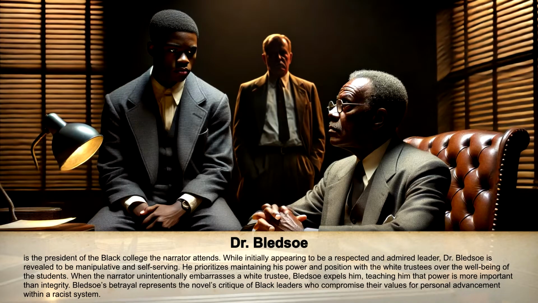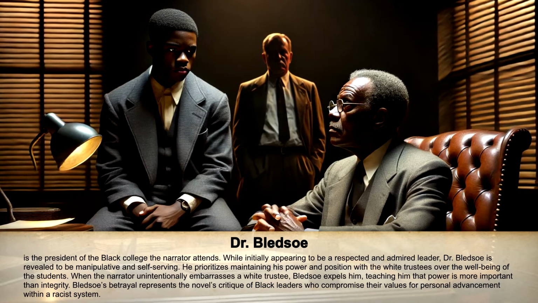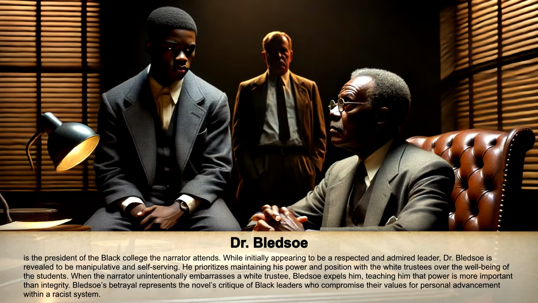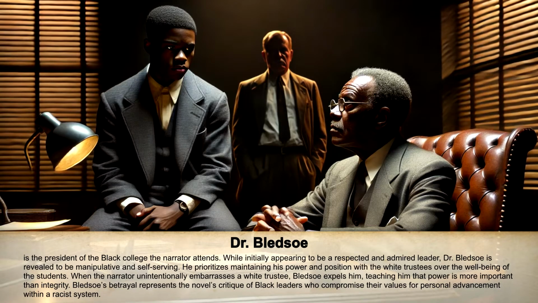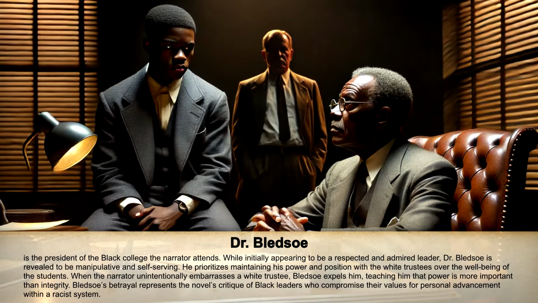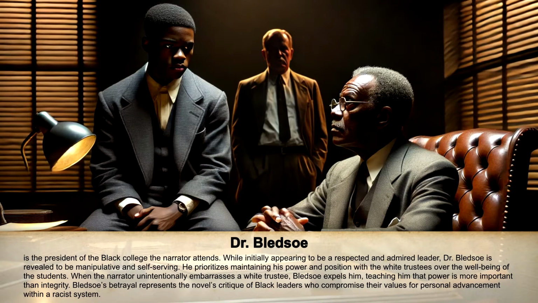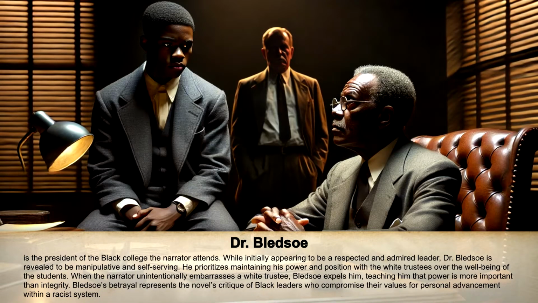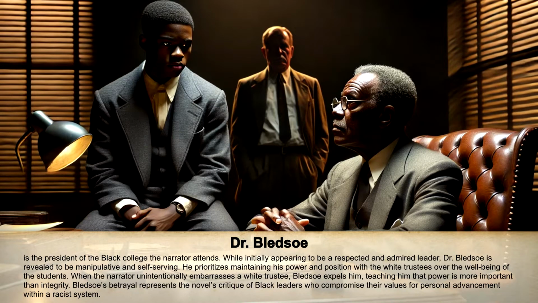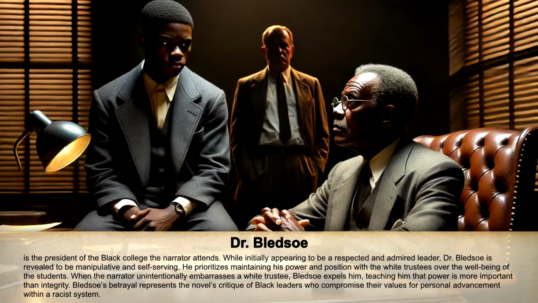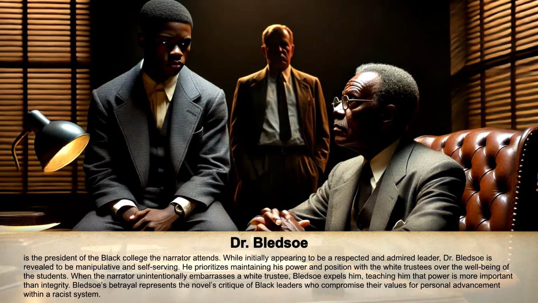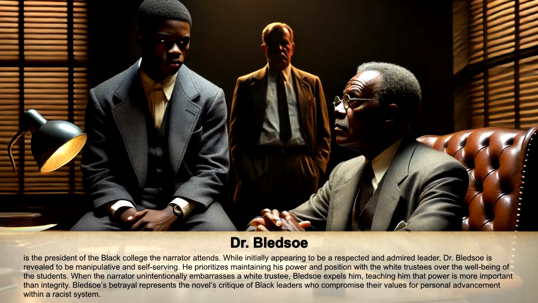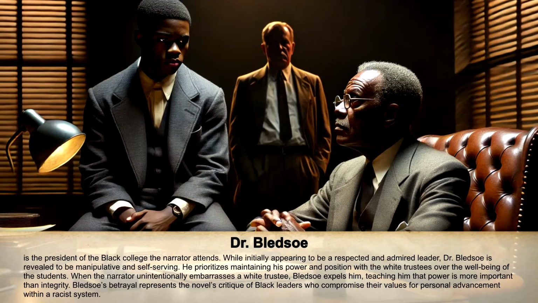By the end of the novel, he embraces his invisibility as a form of freedom and self-definition. Dr. Bledsoe is the president of the black college the narrator attends. While initially appearing to be a respected and admired leader, Dr. Bledsoe is revealed to be manipulative and self-serving. He prioritizes maintaining his power and position with the white trustees over the well-being of the students. When the narrator unintentionally embarrasses a white trustee, Bledsoe expels him, teaching him that power is more important than integrity. Bledsoe's betrayal represents the novel's critique of black leaders who compromise their values for personal advancement within a racist system.